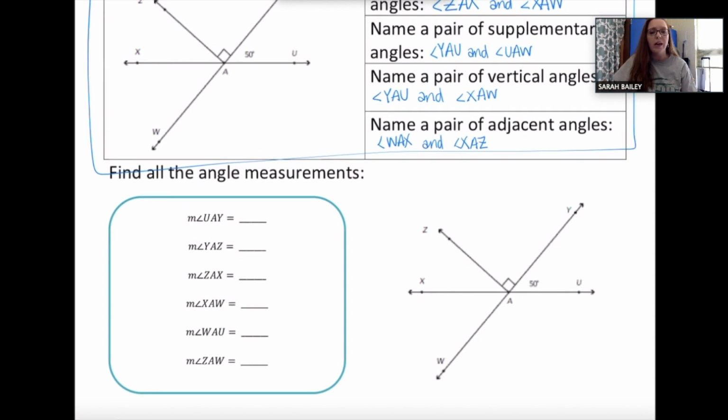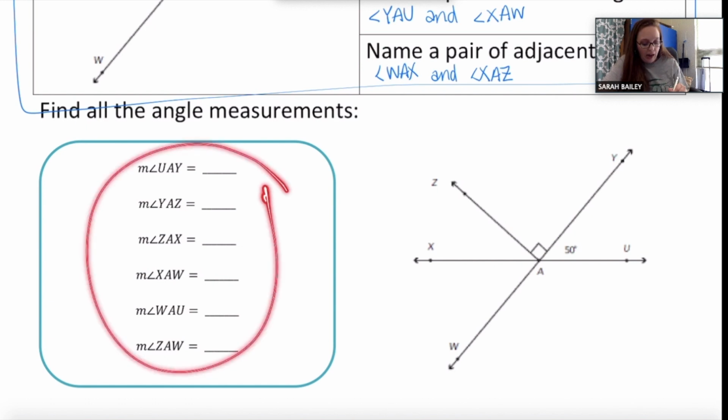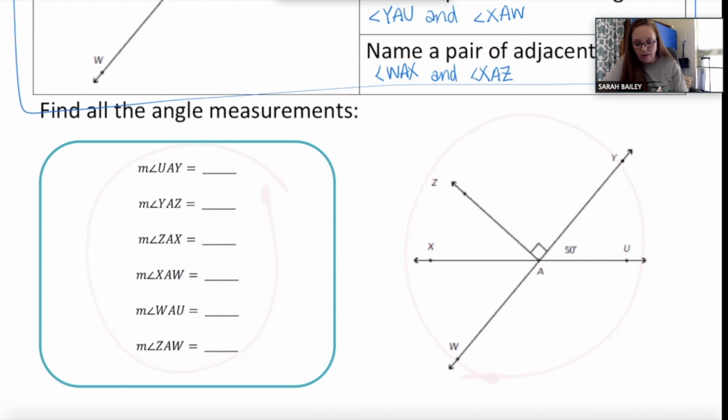Okay, so we're going to do this bottom section. We're going to do a few together, and then you'll have an opportunity to try a few of these on your own. It just says to find all the angle measurements, and then all those angles are listed there. Let's just get right to it. What I would suggest, since you're having to find all the angle measurements, is to look at my diagram and fill in as much information as I can.